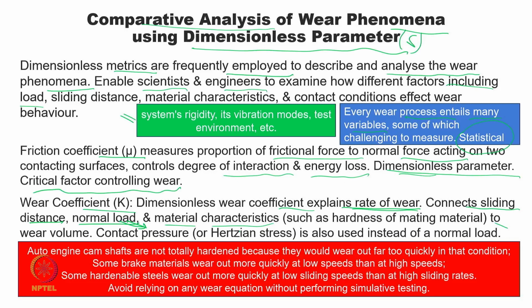So, sometimes we use a normal load, sometimes a contact pressure, sometimes Hertzian stress, but when we do experiment, it is a dimensionless wear coefficient that makes more sense to us. Now, why are we explaining so many things? Reason being, nothing is absolute. I am just citing a few examples from the literature from the ASM handbook.